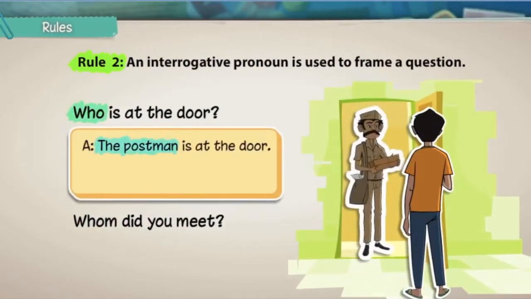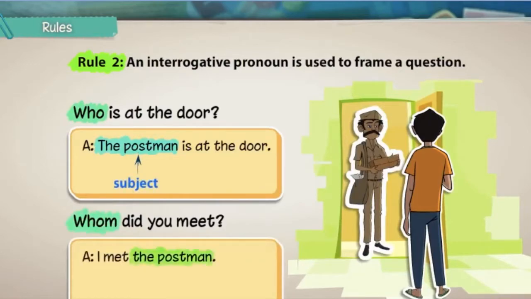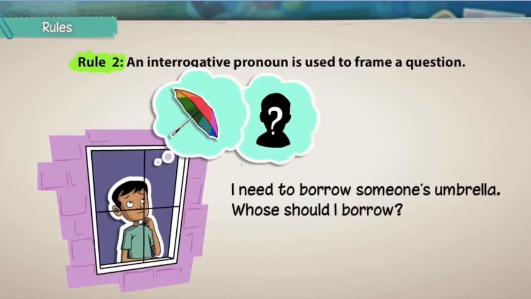The postman is at the door. The postman is the subject. Whom did you meet? I met the postman. The postman here is object.